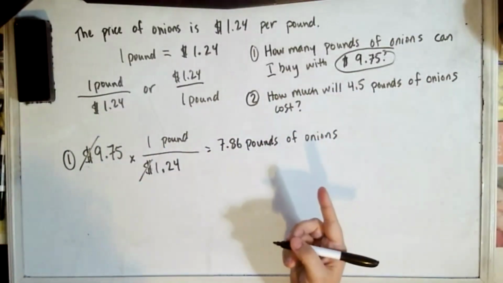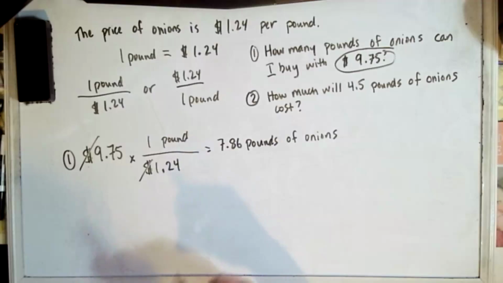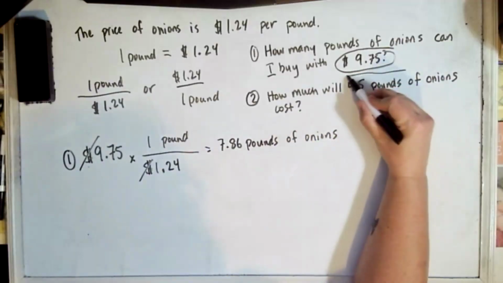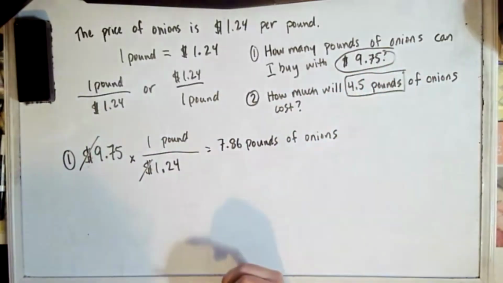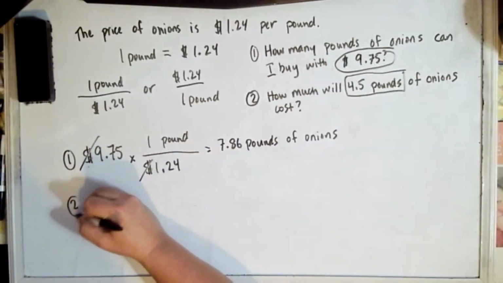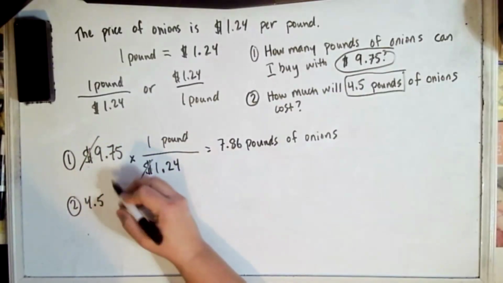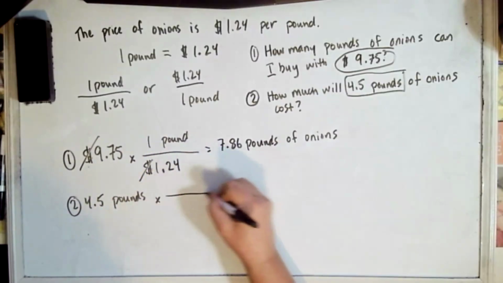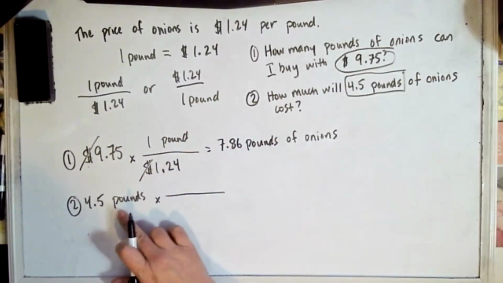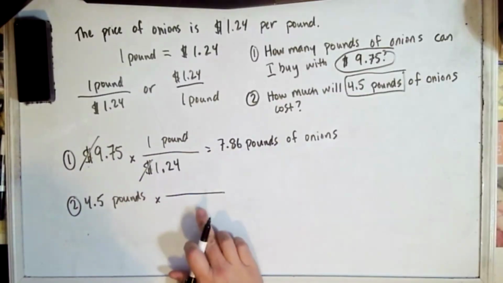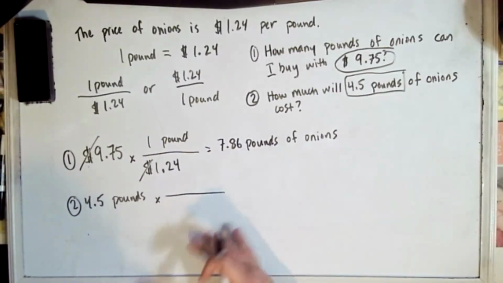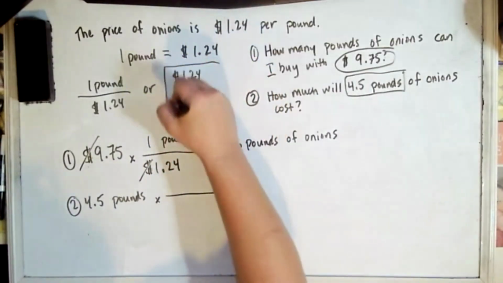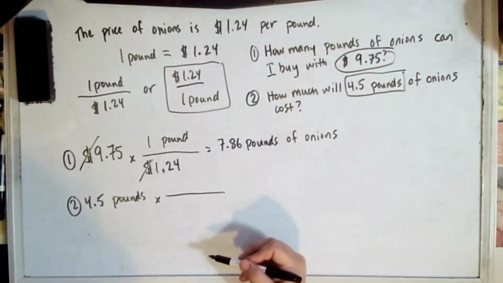To answer our second question, though, in this case, we're not starting out with a dollar amount. We're starting out with a particular amount of onions that we need. We need 4.5 pounds of onions. How much is that going to cost us? Well, to answer that question, when I set up my conversion factor, now because I'm starting with my unit of pounds, I need to use the version of the conversion factor where pounds is on the bottom so that that unit can cancel out. So now I'm going to use this version of my conversion factor, right?